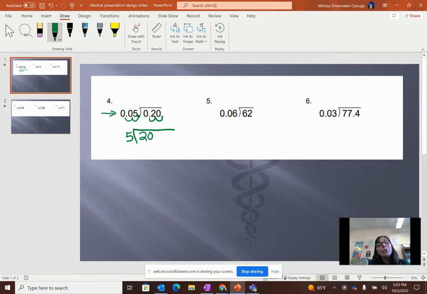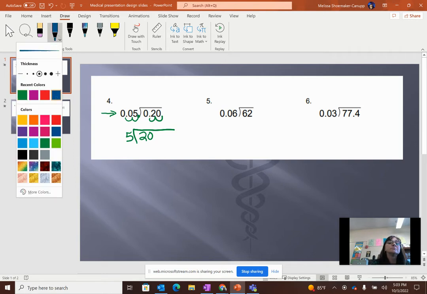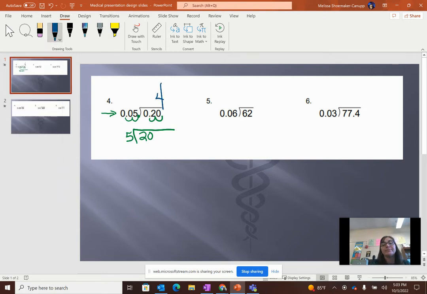Now, I hope that we can see that 5 goes into 20 4 times. So 4 times 5 is 20. I subtract and get 0. So don't overthink, don't overcomplicate these problems. Let's take a look at number 5.